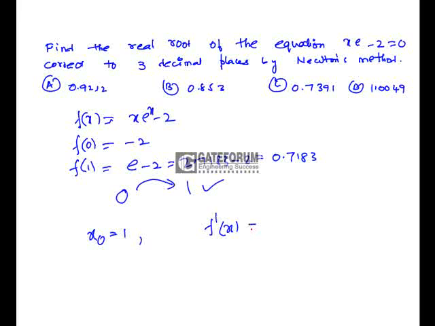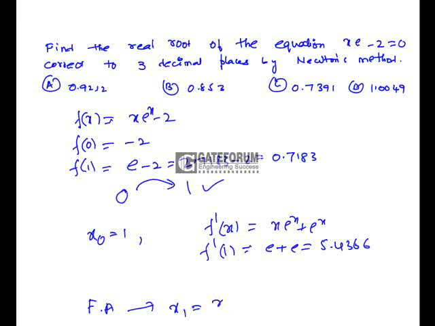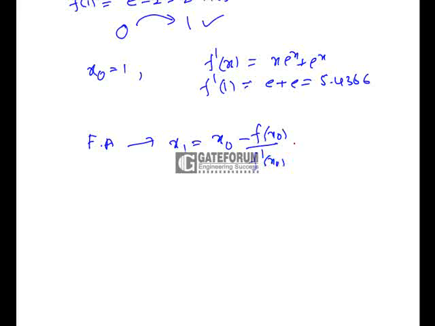So what is f dash of x? F dash of x will be x into e power x plus e power x. So f dash of 1, that is f dash of x naught, which is e plus e, that is nothing but 5.4366. So the first approximation is x1, which can be written as x naught minus f of x naught by f dash of x naught. We know the value of f of x naught, which is 0.7983 by 5.4366, which is f dash of x naught. If we simplify, the value will be 0.8679.